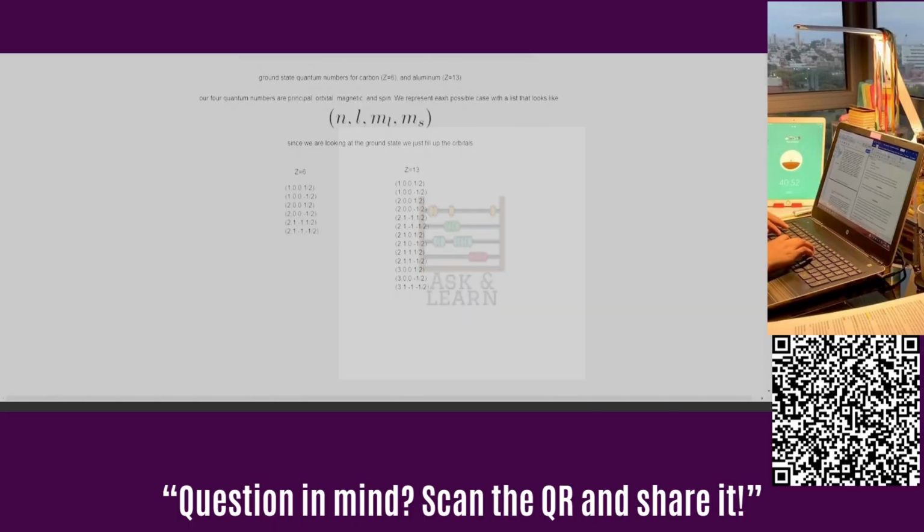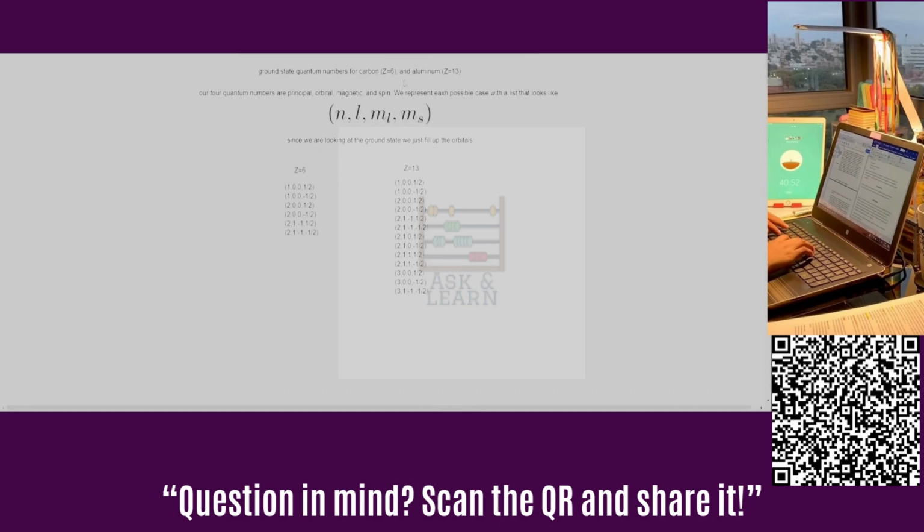So in this problem, we are considering the quantum numbers for the ground state of two specific atoms. So we're considering carbon, Z equals 6, and aluminum, Z equals 13.